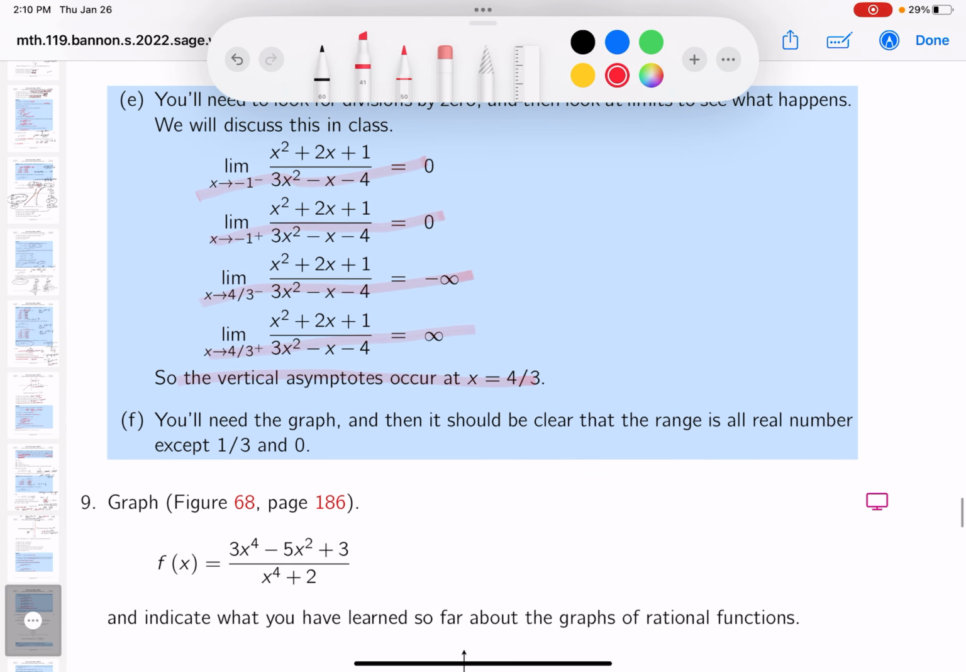You need to look at the graph, and we did do that. And I did notice that my range was all the numbers except 1/3 and 0. And we're done. We're good to go.